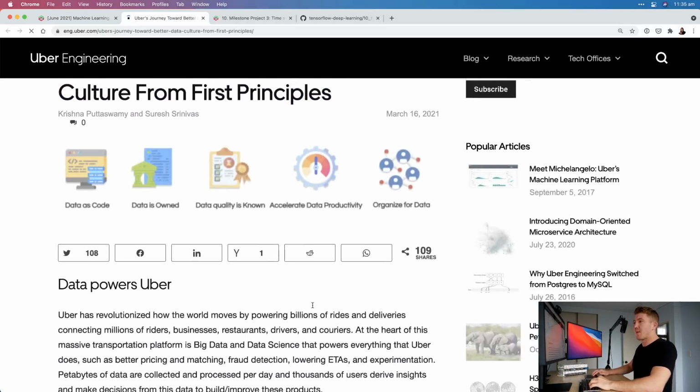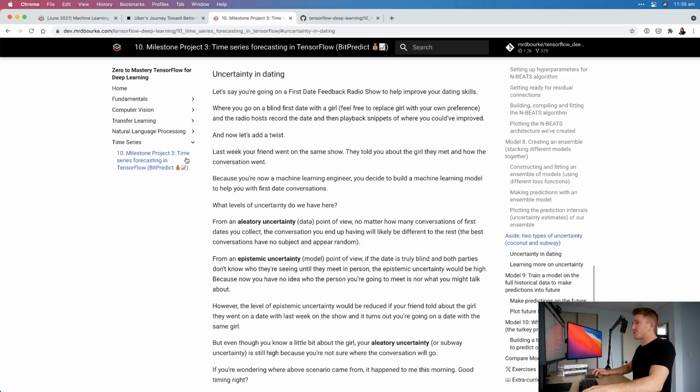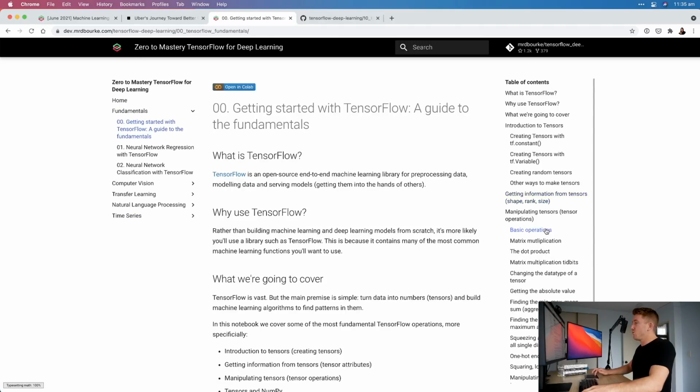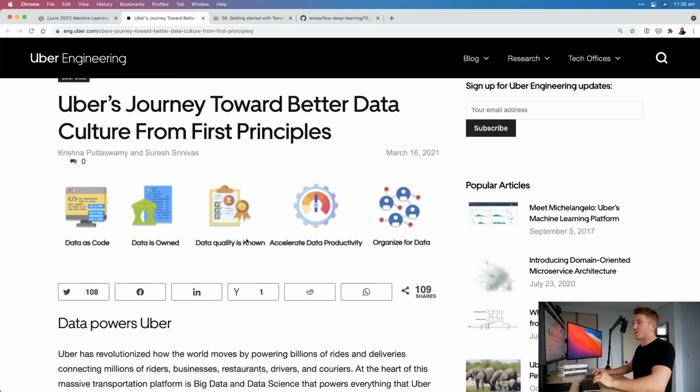If we have a look here, did our notebook even load actually? Yeah, see, look. This is what happens when you try to load big notebooks on GitHub. Something went wrong. Reload. When you can just now go to this version, and it's going to be really quick. Fundamentals, 00. We jump into this. Boom! All right, matrix multiplication, so important. Anyway, we're talking about Uber.